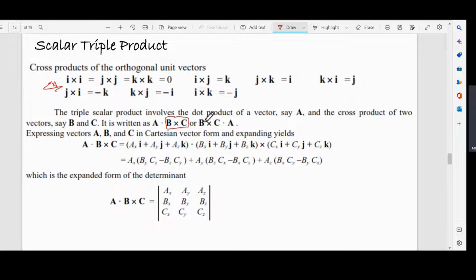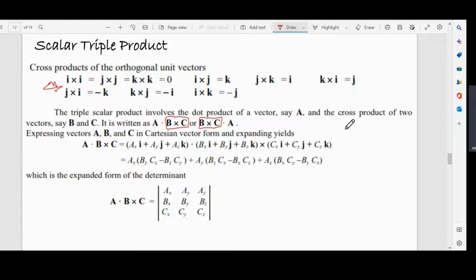Kaya nga dito, nakikita natin na nagiging B cross C muna bago nating i-multiply into its dot product A. Okay, hindi po pwedeng A dot B muna, tapos yung product ng A dot B, tsaka natin i-cross product with C. Hindi po pwede yan. Okay? Cross product muna, bago dot product.